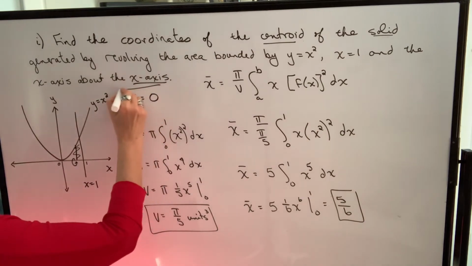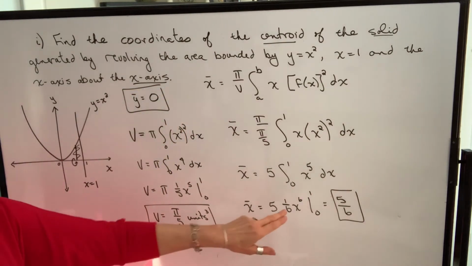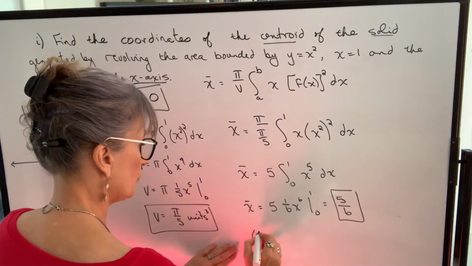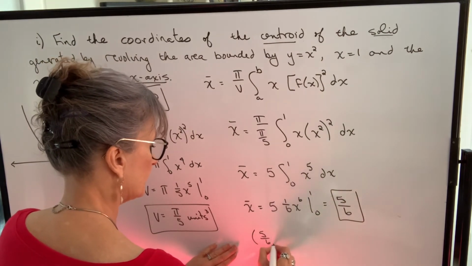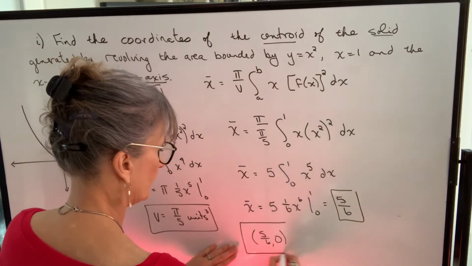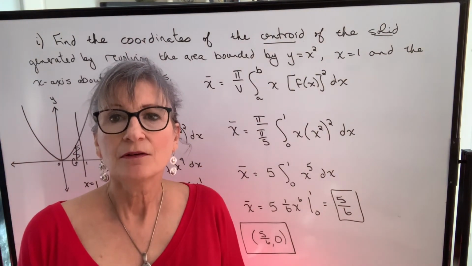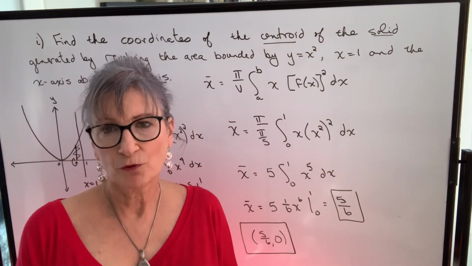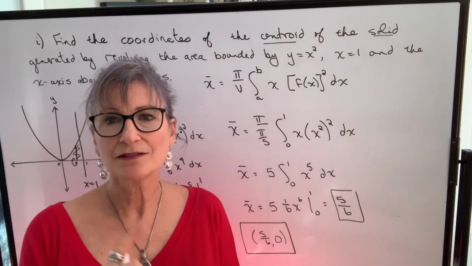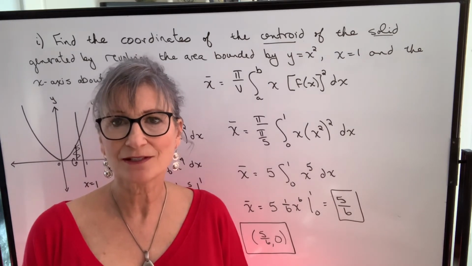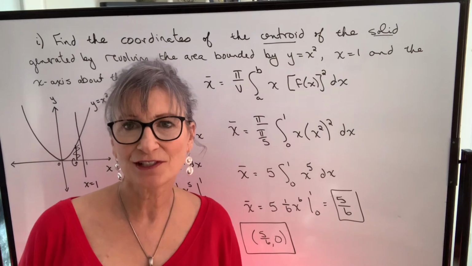So I have the y-coordinate of the centroid, and I have the x-coordinate of the centroid, so the centroid will be at the point (5, 6, 0). We do the very same thing when we're finding the centroid of a volume that's bounded by the y-axis and rotating about the y-axis. So let's take a look at the formula and then let's do an example of that.